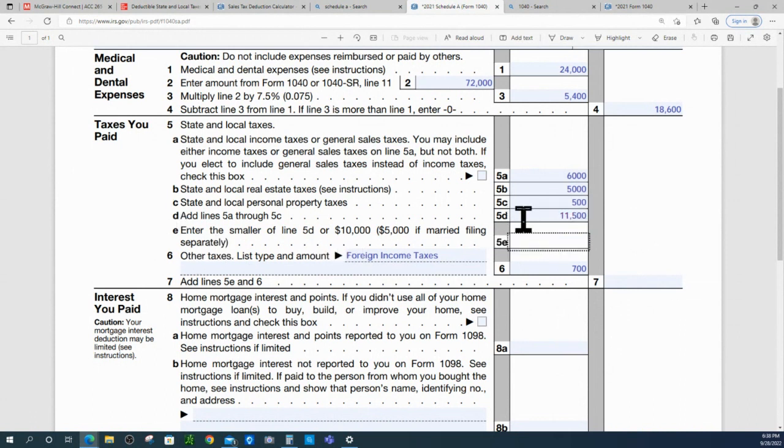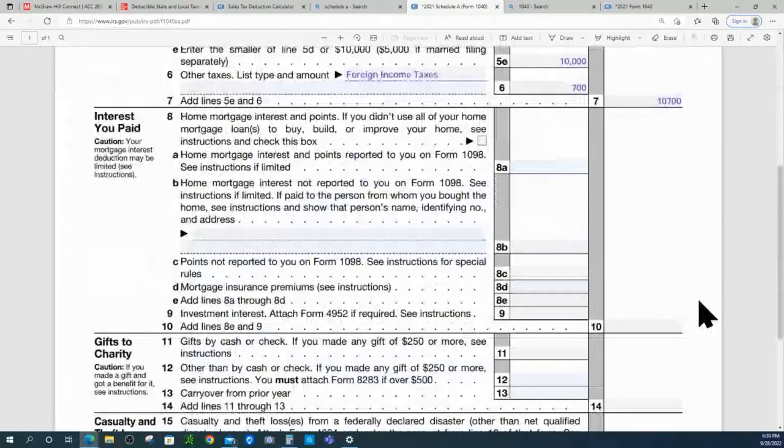Enter the smaller of line 5D or $10,000, $5,000 if married filing separately. So if you're single, you still get $10,000. If you're married, you get $10,000. Another marriage penalty. Now we had some foreign income taxes, so we can make that $10,700 there. Only those foreign income taxes aren't included in that $10,000 limitation, but all of these taxes are included in the $10,000 limitation. Okay?